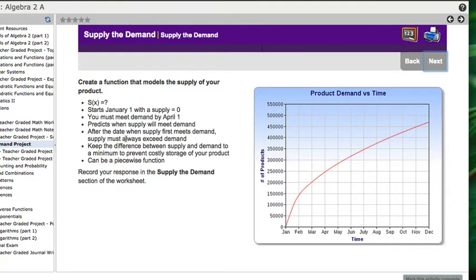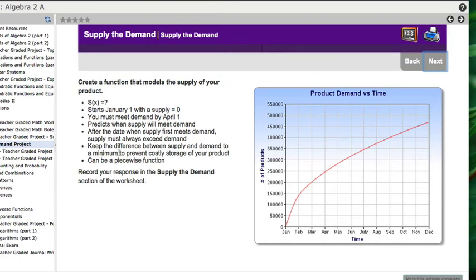And then after the date when the supply first meets demand, supply must always exceed demand. So let's say that they cross right here at this point. The supply and demand curve will be the same at this point. Any value after that needs to be greater. So your graph needs to be the graph for your supply curve needs to be above your demand curve.